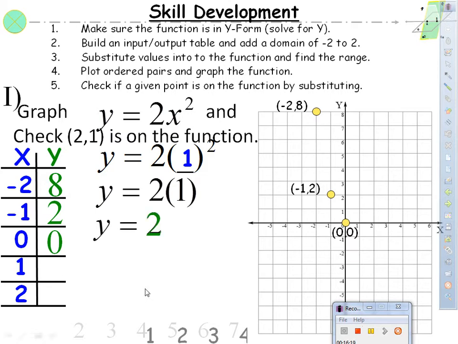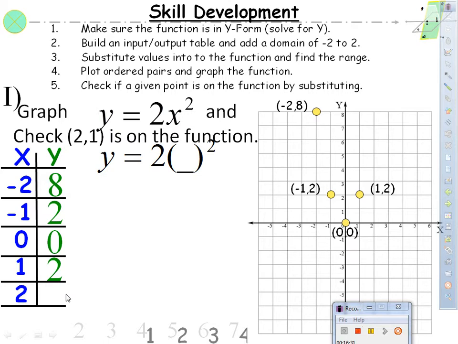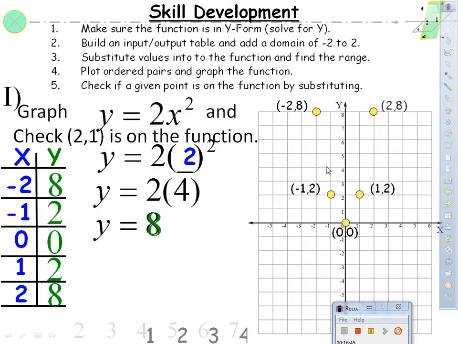And we plot our point. It's (1, 2), which is right there. And you label it. And the last one, we're going to substitute the number 2 in there. What is 2 squared? 4. So therefore, this is 2 times 4, which is 8. And that's our last point. Plot that (2, 8), and label it. And then your graph is going to be a curve, not a V, a curve. You're going to curve like so.